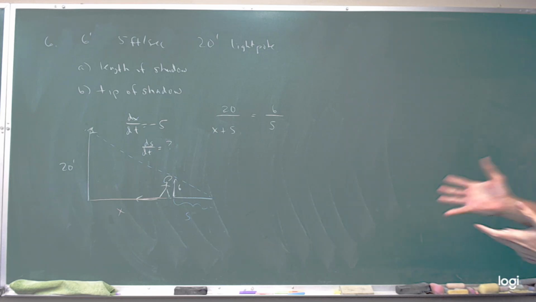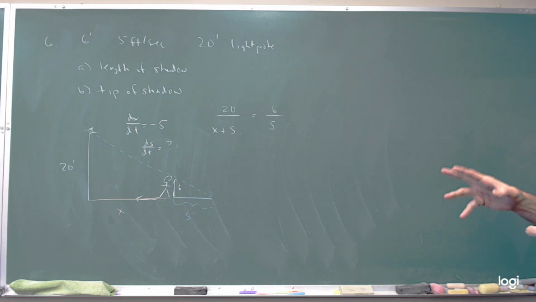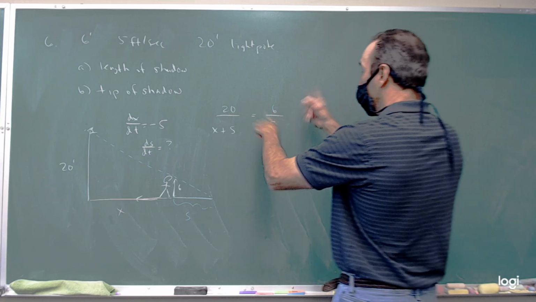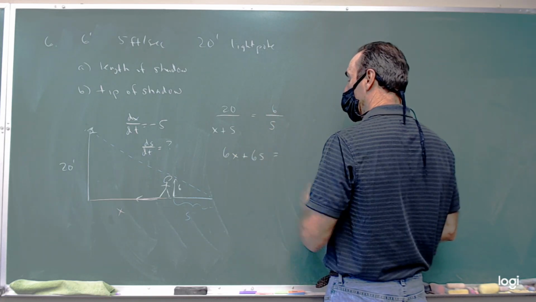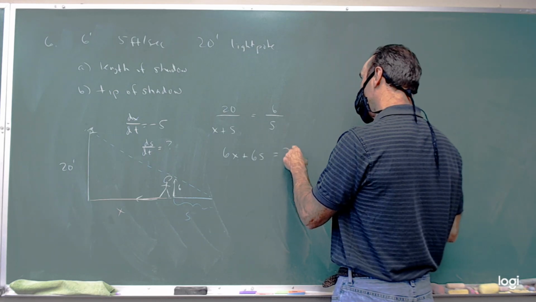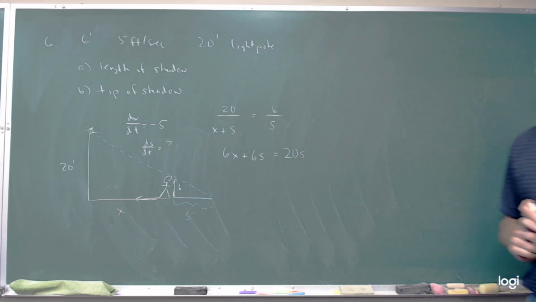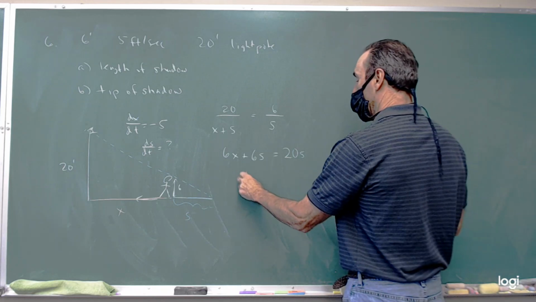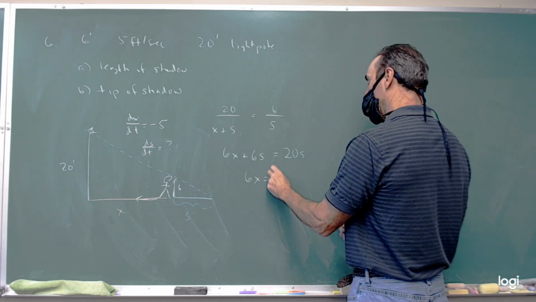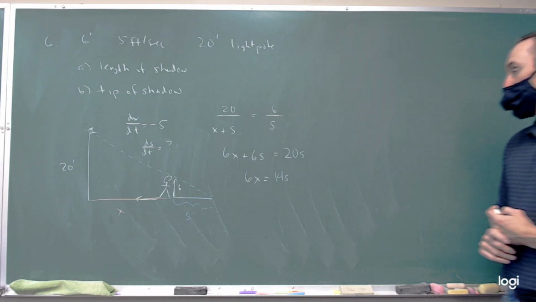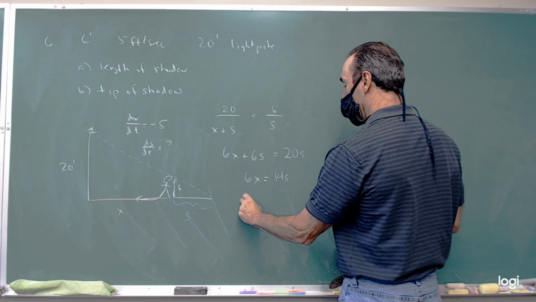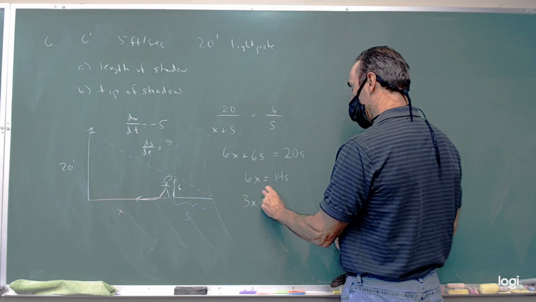Okay, now back to the proportion. So we have 20 over x plus s equals 6 over s. We can cross multiply. So that's going to be 6x plus 6s is equal to 20s. We can subtract that 6s over, so we get 6x is 14s. And we can divide by the 2 and just make the numbers easier. Doesn't really matter at this point.